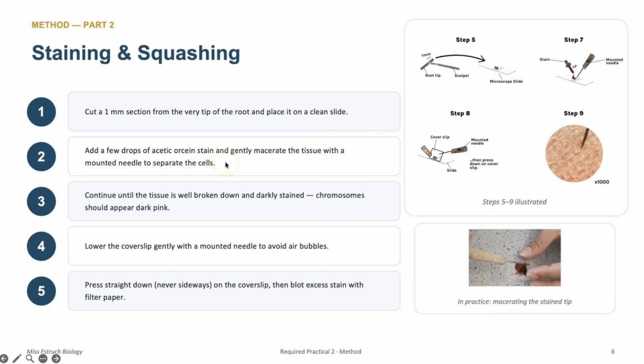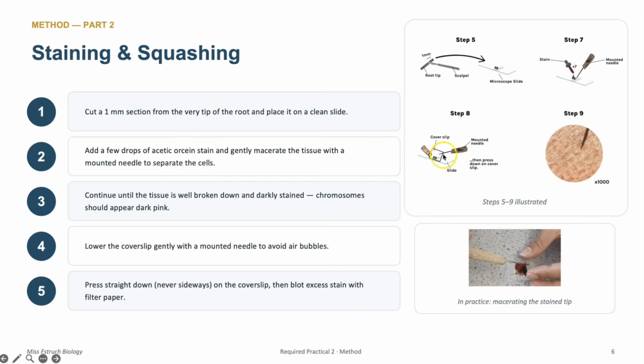We then need to make sure that the chromosomes will be visible when we place this underneath the microscope, because without a stain, we're not actually going to see any chromosomes. And you could use a stain such as acetic orcein, which is this red stain, and you would add that to your specimen on your microscope slide, and we'd use a mounted needle to gently macerate the tissue, meaning poking at it just to break it down slightly. And this is to encourage the stain getting into and accessing all of those cells. It's also going to help to separate the cells out a bit.